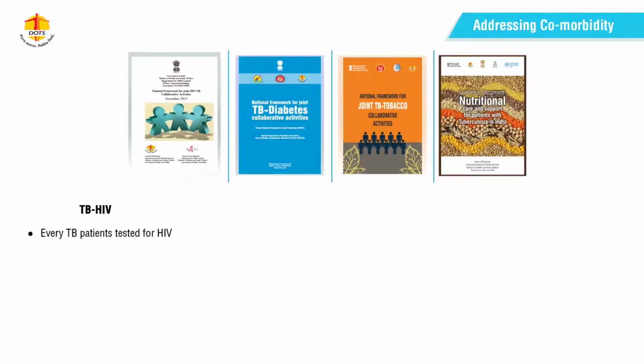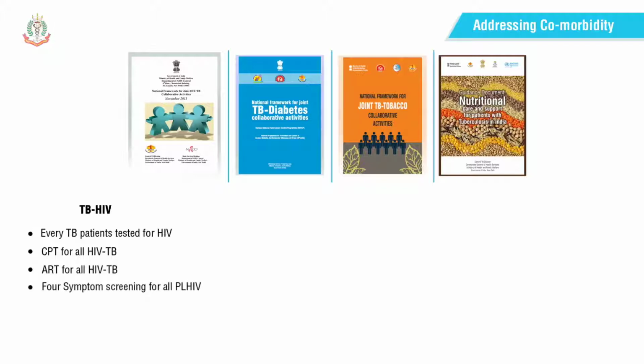an HIV counseling and testing service, and all those who are identified as HIV TB needs to be offered a cotrimoxazole preventive therapy, and for HIV TB patients, ART, which is antiretroviral treatment, is also recommended. Apart from that, 4 symptom screening for all PL-HIV patients is also recommended. Isoniazid preventive therapy is also recommended for all PL-HIV who do not have TB or in whom TB has been actively ruled out.